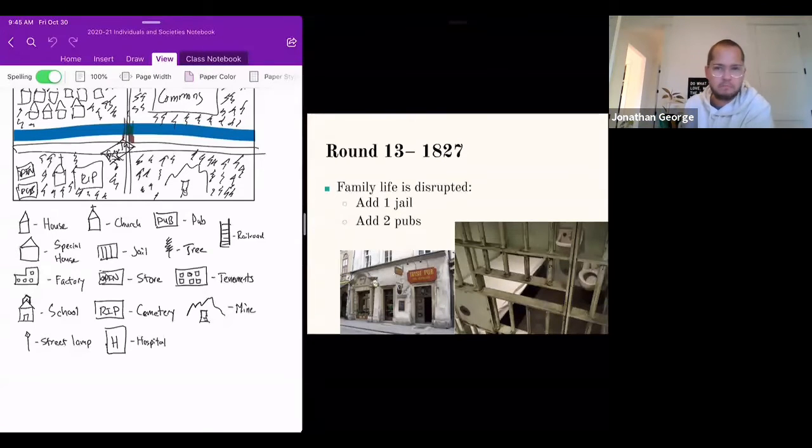People are working a lot more. People have money. People are opening up pubs. The cities are growing. This is new for society with the growth of these cities. And now you have more pubs, and you just have people making less wise decisions.